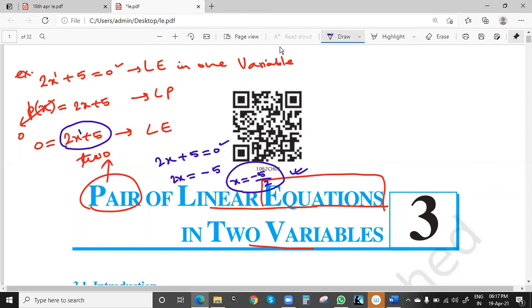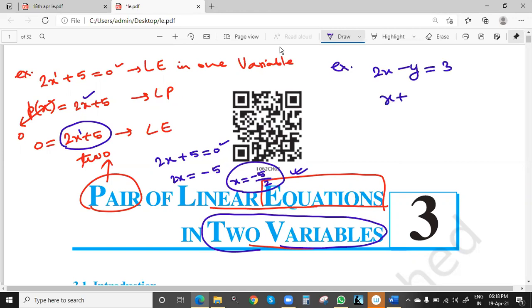Now further we can see a linear equation in two variables. What do we mean by two variables? Here x was the only one variable. If we have two variables, the equation can be written, for example, 2x minus y equal to 3 and x plus y equal to 5. Or we can take 2x minus 3, no problem. This will be a linear equation in two variables.